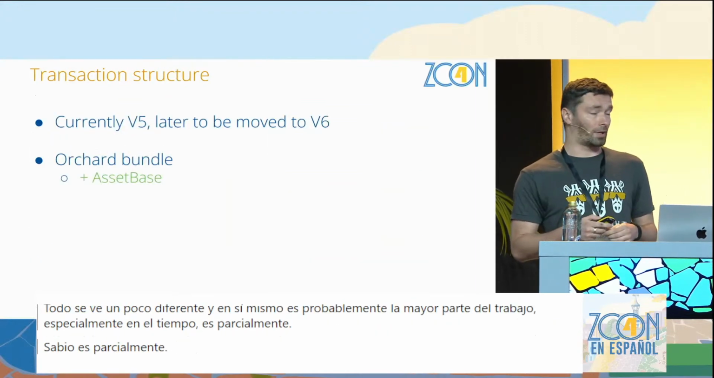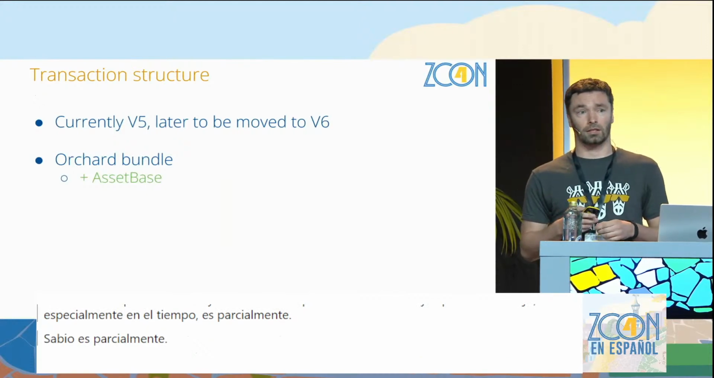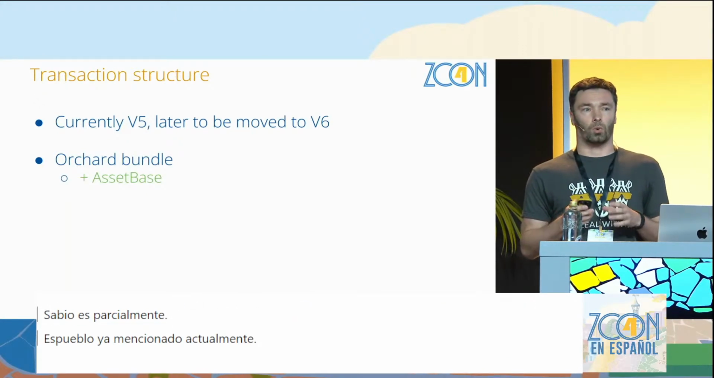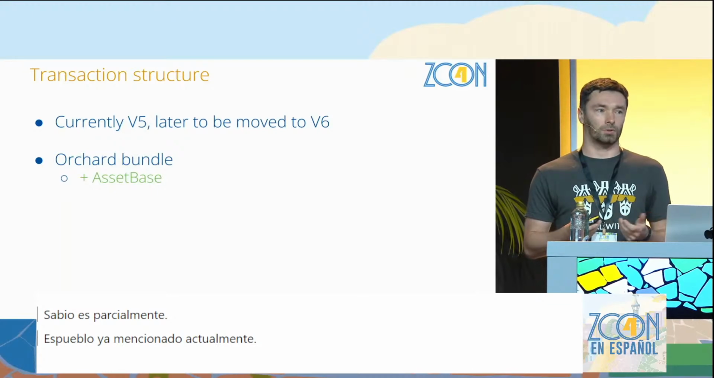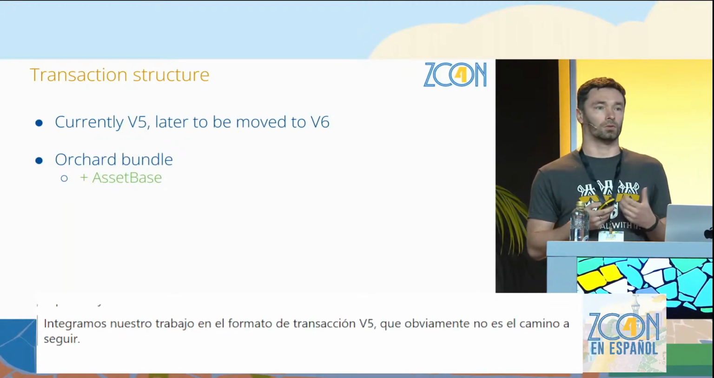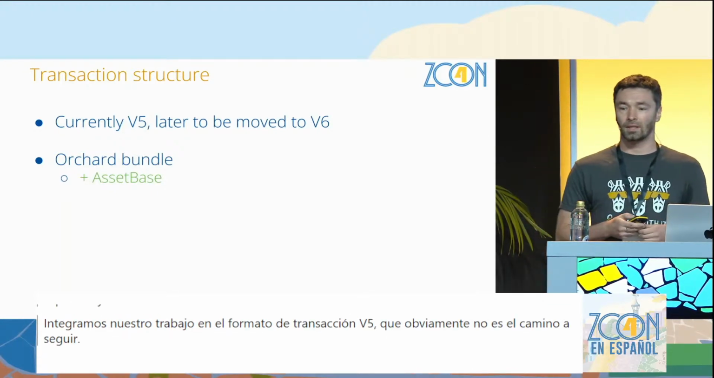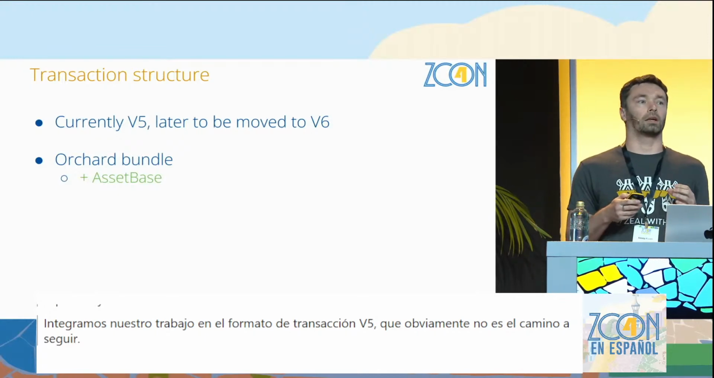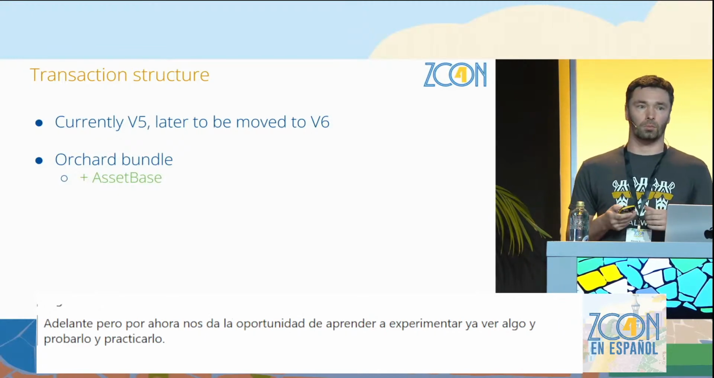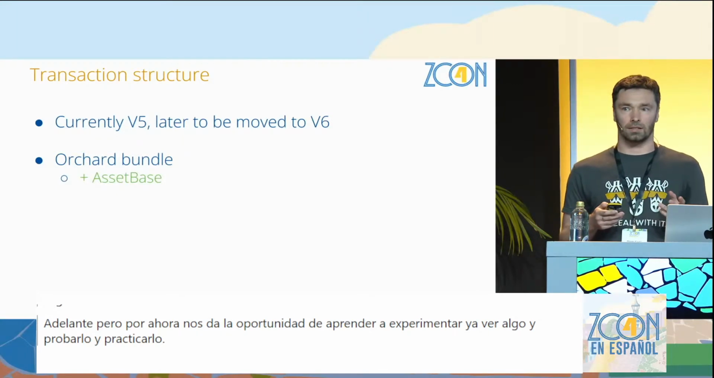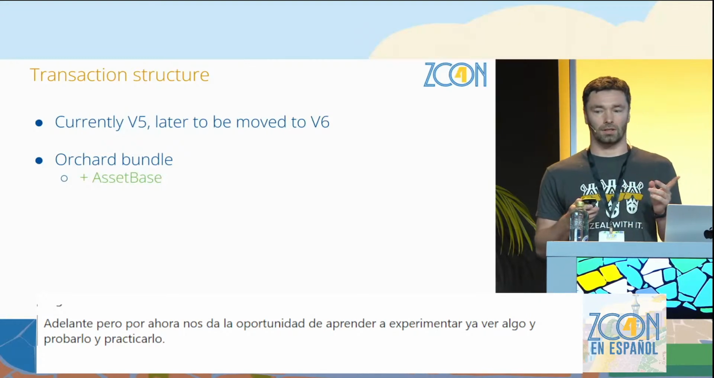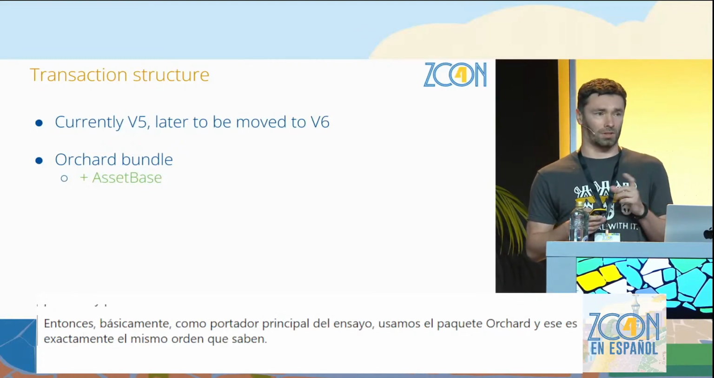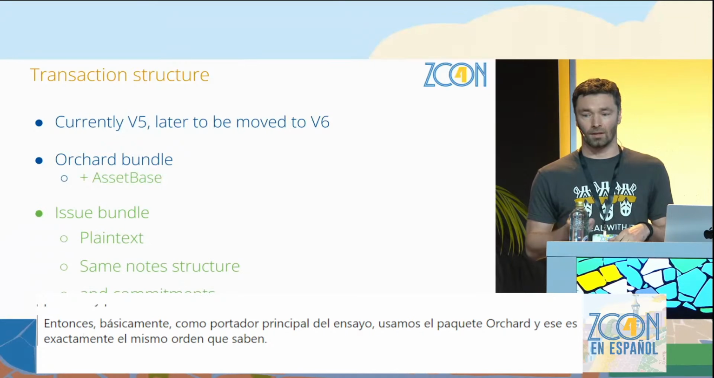As Pablo already mentioned, currently we integrate our work into V5 transaction format, which is not obviously the way to go forward, but for now it gives us an opportunity to learn, to experiment, and to see something and try it in practice. So basically, as a main carrier of ZSA, we use Orchard bundle. And that's exactly the same Orchard bundle as you know, but to all the Orchard nodes, we add asset base. And what it is, we will talk about it a little bit later.